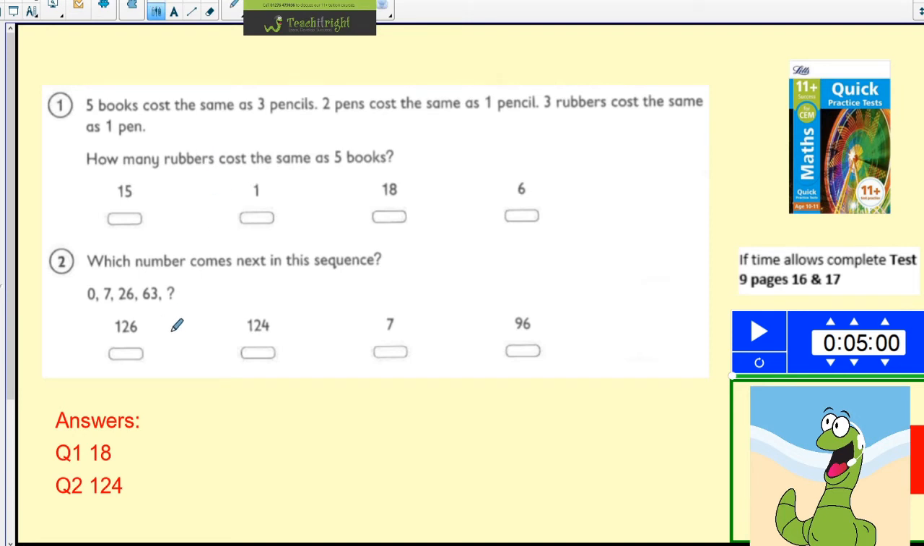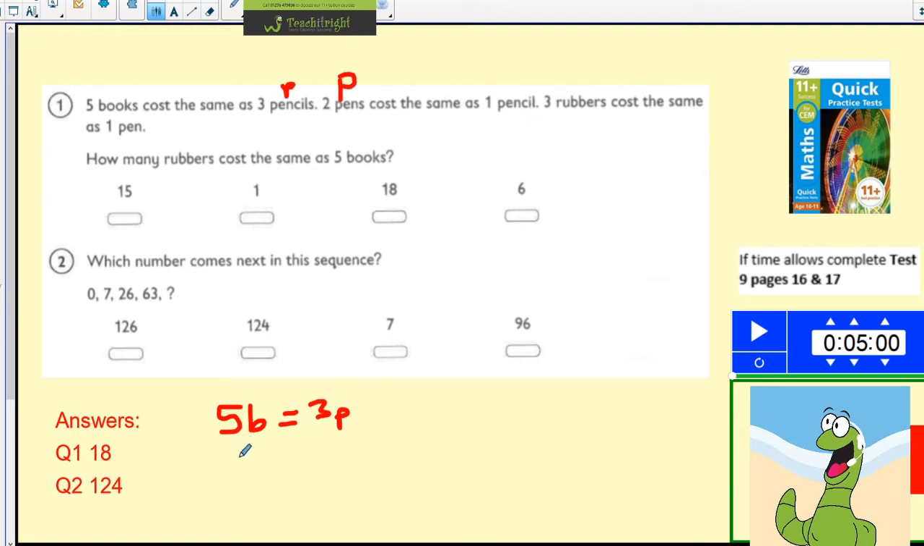Let's talk through them. Book 5 costs the same as 3 pencils, 2 pens cost the same as 1 pencil, and 3 rubbers cost the same as 1 pen. Oh my goodness. How many rubbers cost the same as 5 books? Well, let's see if we can link it. 5 books is the same as 3 pencils. I'm going to do lowercase p for pencils and capital P for pens, so I'm going to label that so I don't get confused.